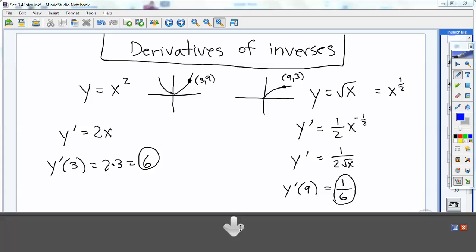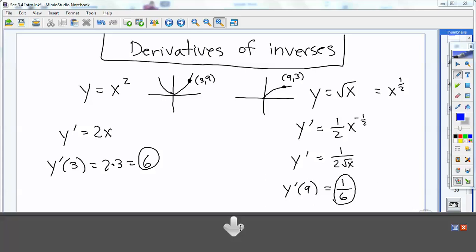Let's bring in slope. So I got two functions that are inverses. I got x squared and square root of x. They're inverses. I call these partner points. So on x squared, you got the point (3, 9). On square root, you got the point (9, 3). Okay? They're partner points. Now, they're not at the same point, right? Because one's got an x of 3, one's got an x of 9.